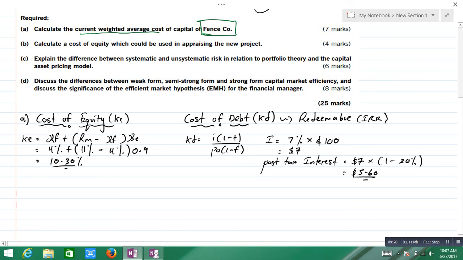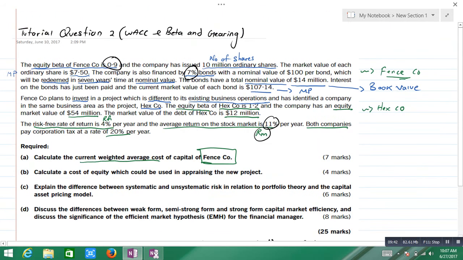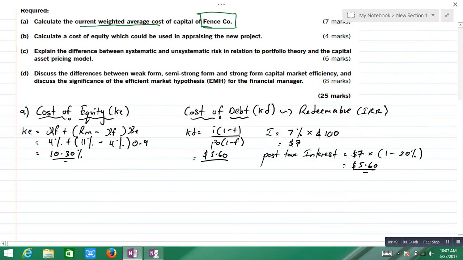Now let's calculate. There's no issue cost in this question, so we don't need to worry about the issue cost. We're going to take 5.6, and your market price is 107.14 for your bond. So we're going to divide that. So we'll get 5.23%.